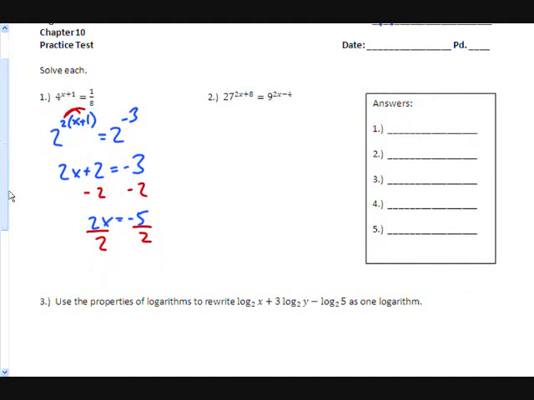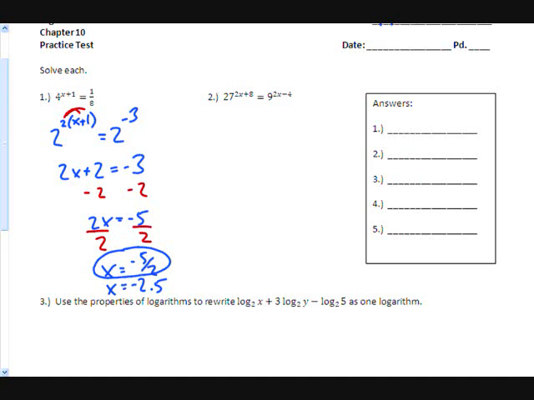And you can either write this as x equals negative 5 halves, or since some folks might use their logarithms, you could have it written as x equals negative 2.5 as well. I'll accept either one. Okay?